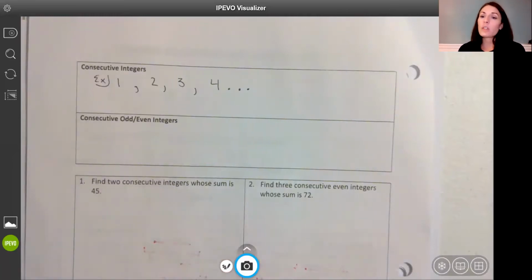It doesn't have to start at 1. So another example of consecutive integers would be like 21, 22, 23. Those are consecutive integers. What we need to be able to do is read that in a word problem and know how we can set that up with variables.